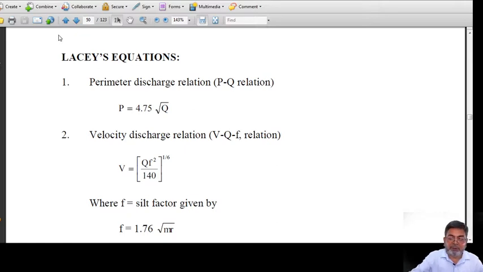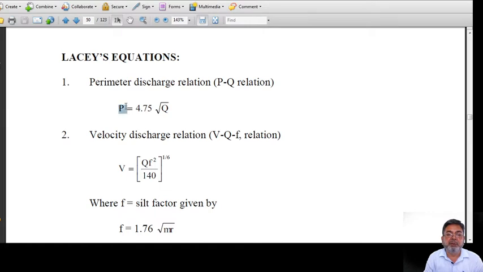Now I will start the numerical part of Lacey's theory, and here we will solve problems of design. But before going to the design problem, let me explain some equations which are given by Lacey. The first equation shown here is the parameter discharge relation, and in short we can call it the PQ relation also. P means parameter, Q discharge.